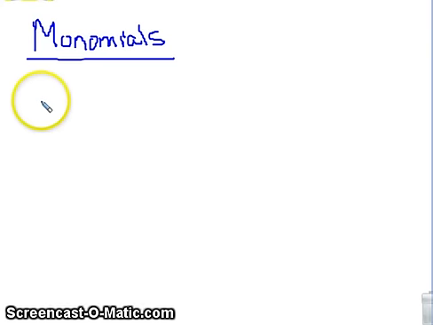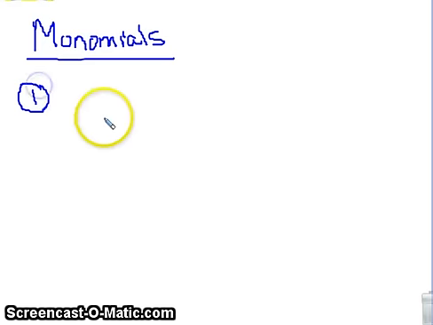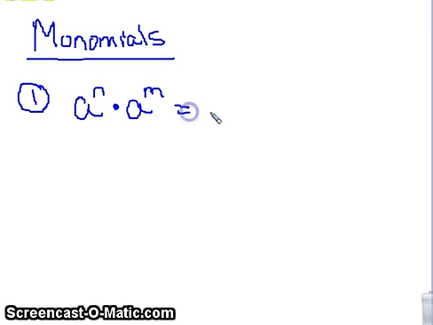So here's rule number 1. If you have a to the n times a to the m, then that means you add the exponents: a to the n plus m. I know you hate my rules, so let's talk about what this actually means.